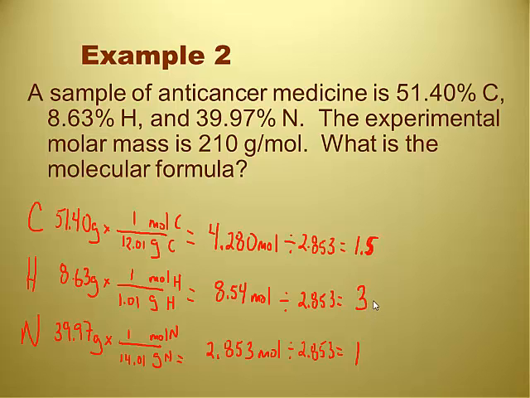All right, so step number 4 is multiply till wholes. So it looks like 2 is what I'm going to need here. So I got to multiply them all by 2. And what I'm getting for an empirical formula is, let's see, 3 here, 6 here, and 2 here. Nice whole numbers. The empirical formula, EF, is going to be C3H6N2.